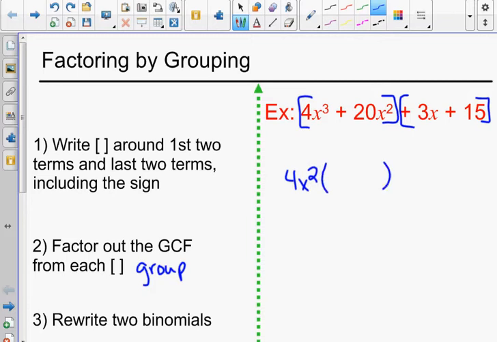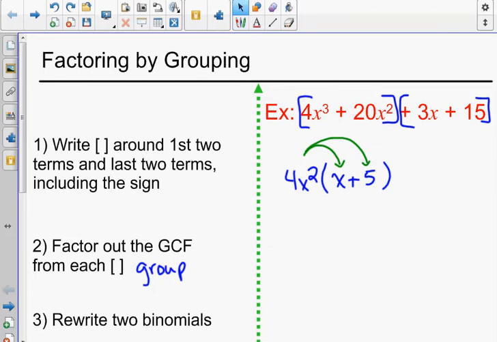Now, because we're factoring out the GCF, we need to say what we have left over. And we're going to have an x plus 5 left over, because when I multiply 4x squared times x, I get 4x cubed. When I multiply 4x squared times 5, I get 20x squared. I'm going to erase this.